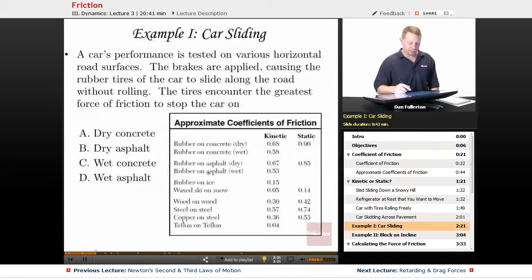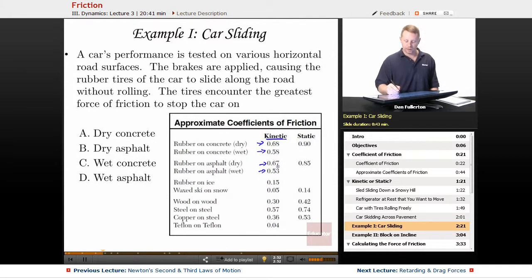Let's take the example of a car sliding. A car's performance is tested on various horizontal road surfaces. The brakes are applied, causing the rubber tires of the car to slide along the road without rolling. Without rolling, they're sliding, so right away we're thinking kinetic. The tires encounter the greatest force of friction to stop the car on, and we have a couple choices here: dry concrete, dry asphalt, wet concrete, or wet asphalt.